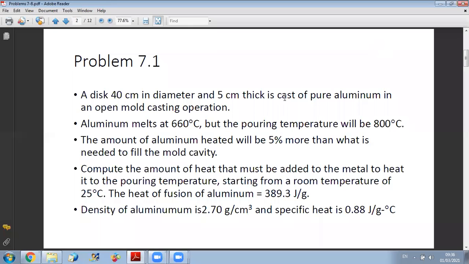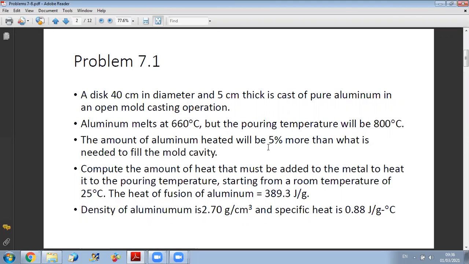So, in a first problem, we have a disk of 40 centimeter in diameter and 5 centimeters thick is cast of pure aluminum in an open mold casting operation. Aluminum melts at 660 degrees, but the pouring temperature will be 800 degrees. The amount of aluminum heated will be 5% more than what is needed to fill the mold cavity.